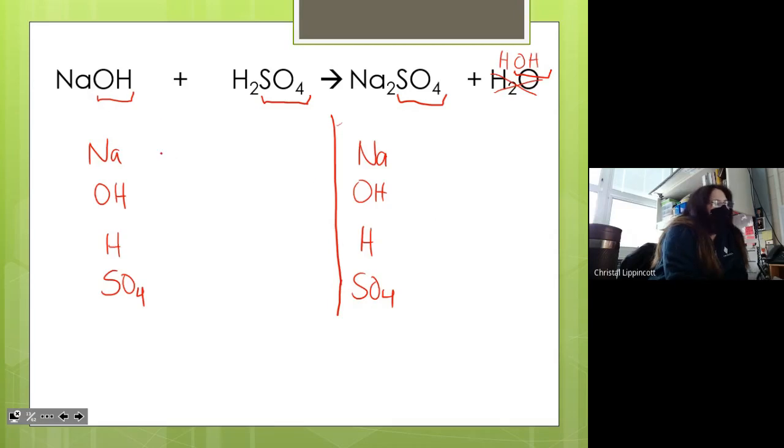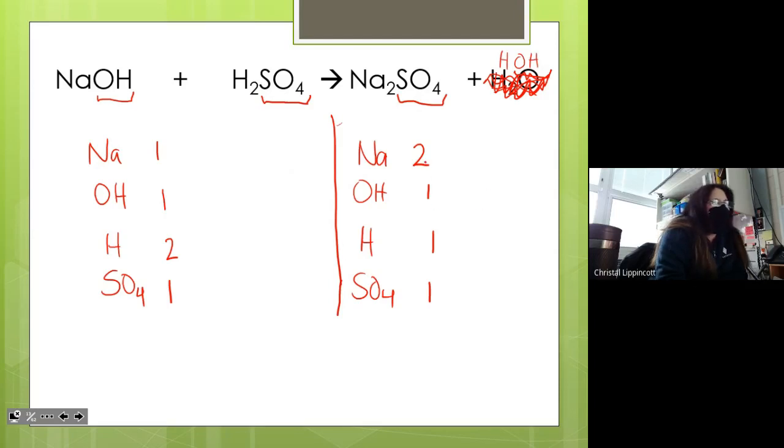So now I'm going to do my inventory. I've got one Na, I've got one OH, I have two hydrogens, and I have one sulfate ion. Over here, I've got two sodiums. I have one sulfate. Because I have rewritten this, don't look down here because that's going to confuse you. Because I've rewritten this like this, I've got one OH and one hydrogen. See what I'm saying? All right.